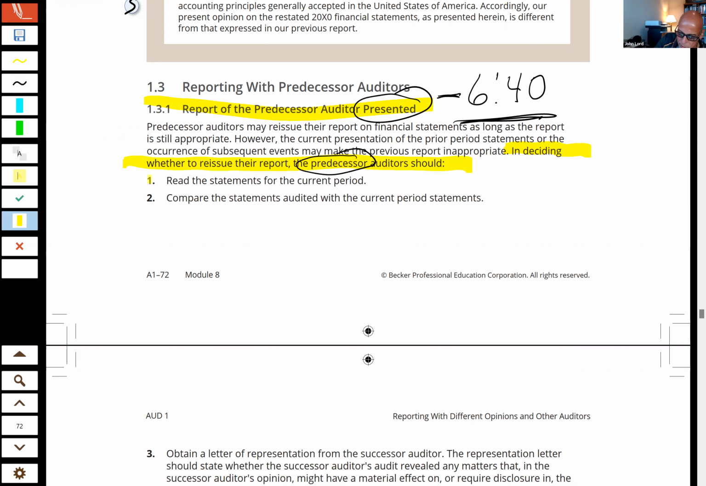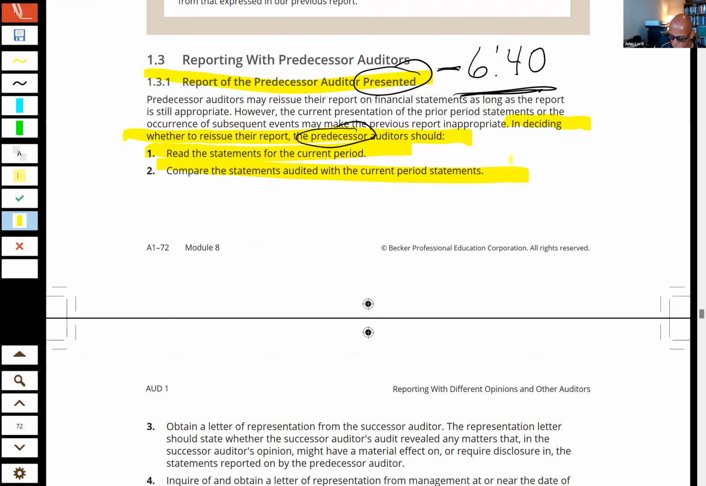So you will read the statements of the current period and compare them with the prior year statements. Maybe you'll see some unusual spike in one of the line items of the financial statements. You'll say, what's wrong? How did this happen? Was it you're saying your statements are okay? Maybe something's wrong with mine, right? That's the reason that you're doing that.